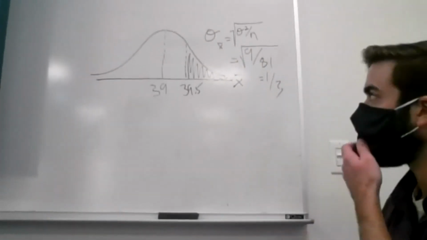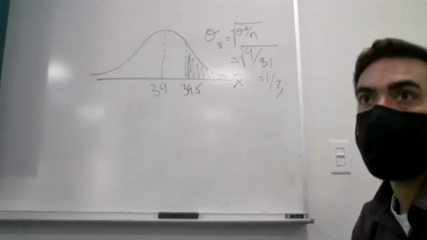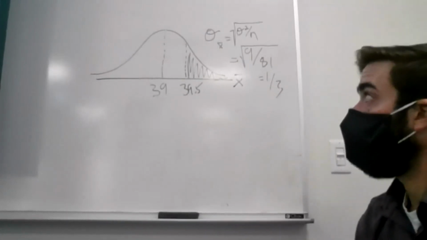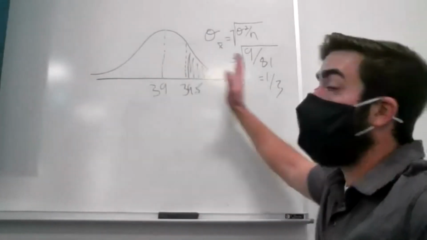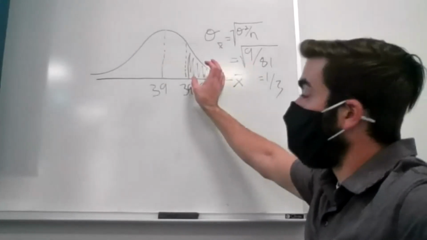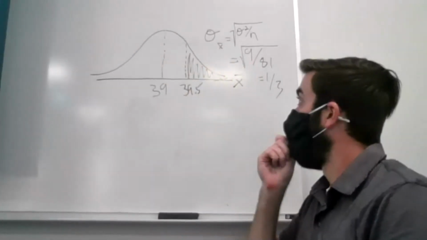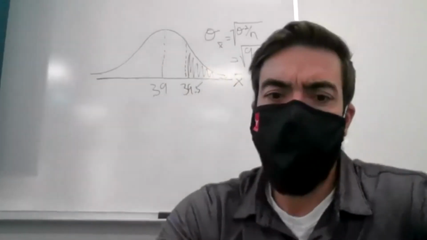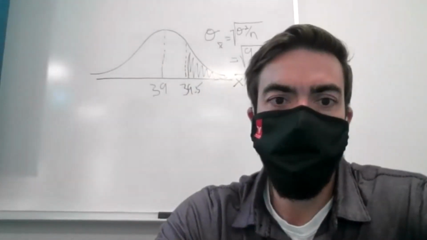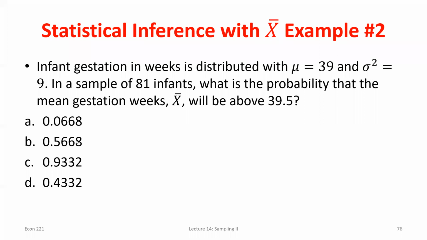Well, right away, I know this probability has to be less than what? 0.5, because the area to the right of the mean is 0.5. I want an area that's smaller than that. So if I look at those possible answers, I think I can rule out 2 of those. I know it has to be less than 0.5, so it can't be 0.56 and it can't be 0.93. So it's got to be either A or D.